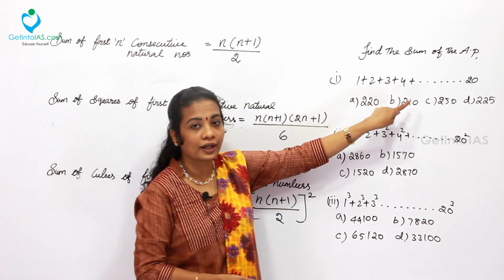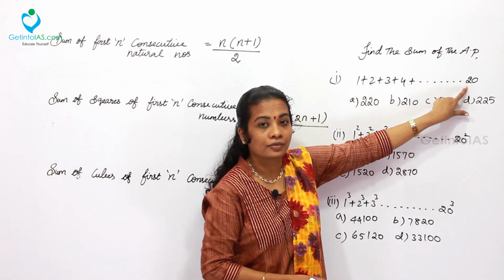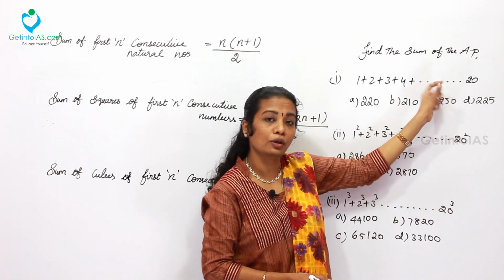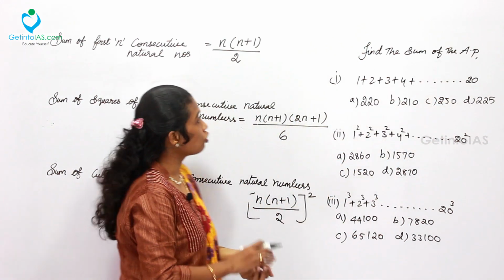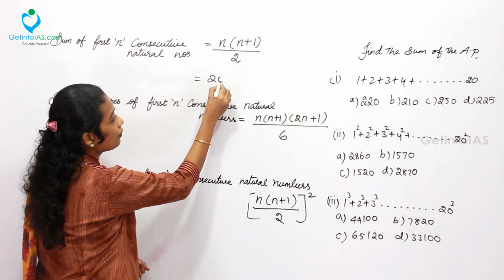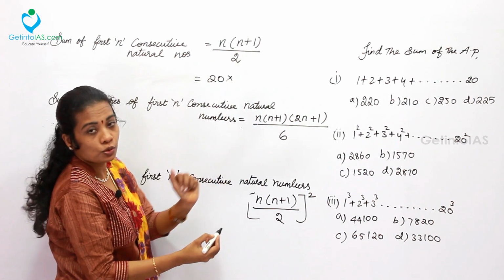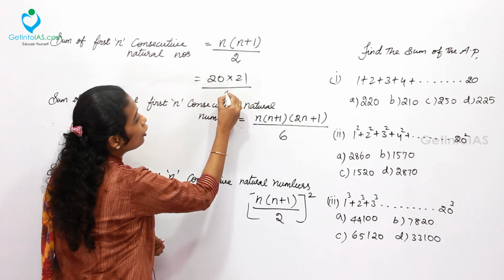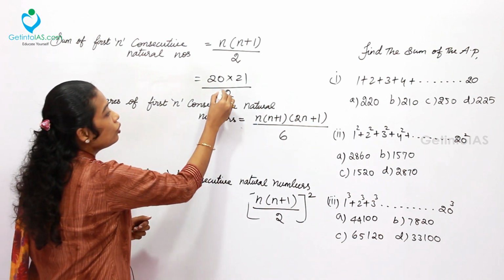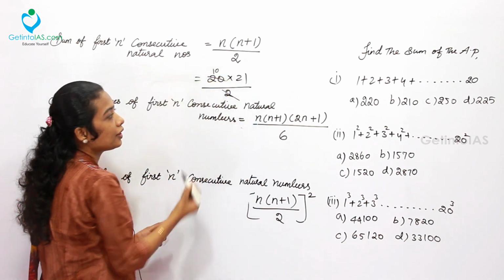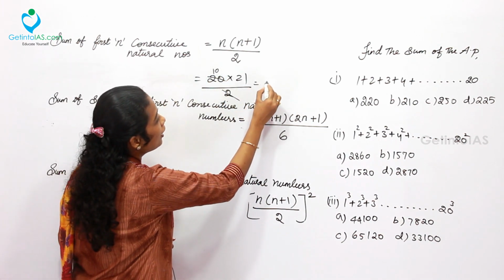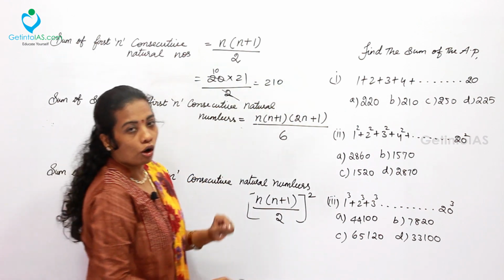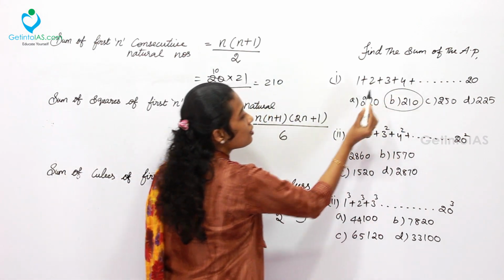So what is said to be the n? N is the last term, right? So the last term will be equal to the number of terms here. So 20 into what is n plus 1? 21 by 2. Simply you can crack. So 2 is present 10 times in 20. 10 into 21 is 210. So option B is the correct answer.